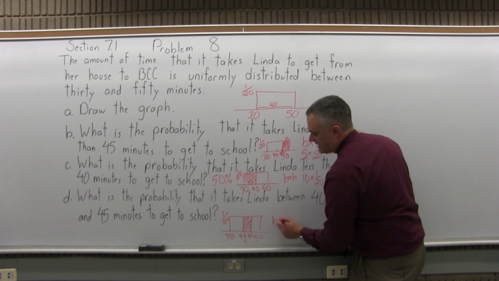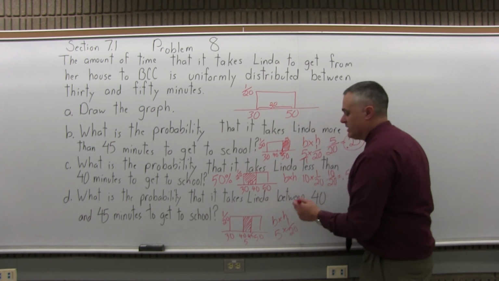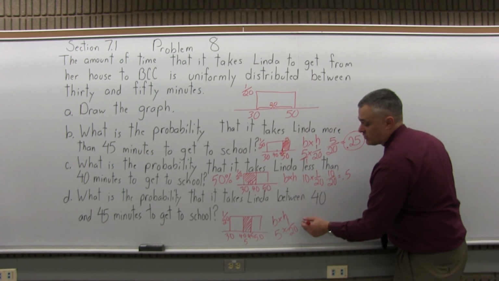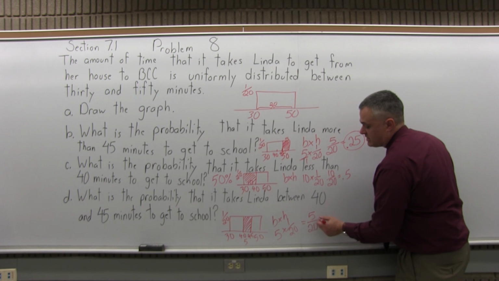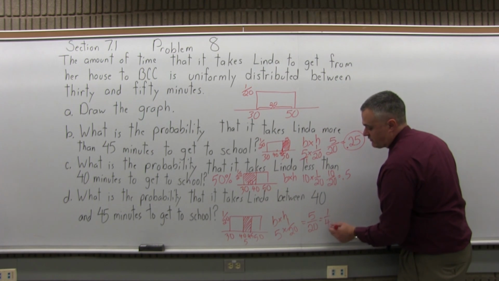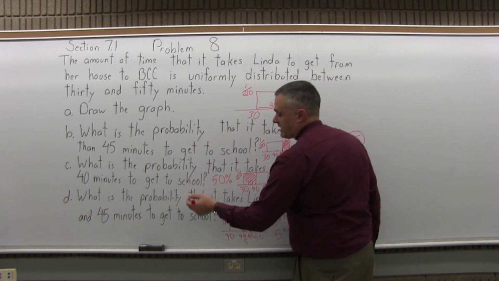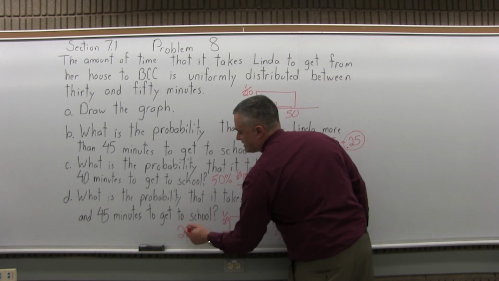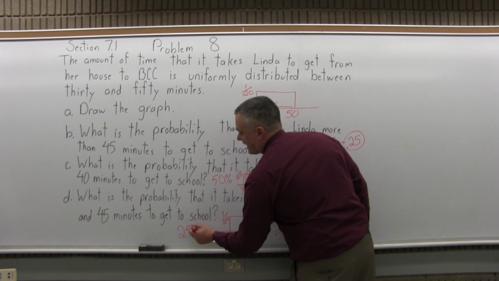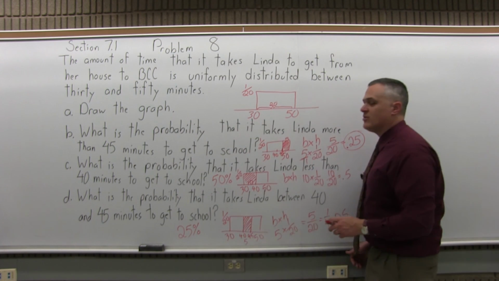So again, the area is base times height. The base is 5 times the height is 1 over 20 for all of them. So you multiply 5 times 1 over 20. You get 5 over 20, which again I can see will reduce to 1/4 or 0.25. So what's the probability that it will take between 40 and 45 minutes to get to school? 0.25, or a 25% probability.